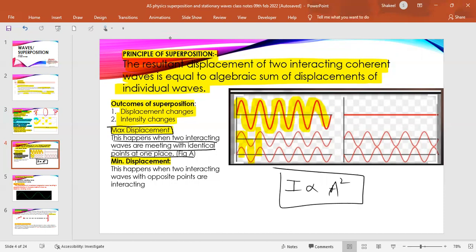Then the minimum displacement case. This happens when the two interacting waves with opposite points are interacting. So you can see in the second, crest with trough, trough with crest. So as a result, the resultant displacement is zero. So this is the superposition.